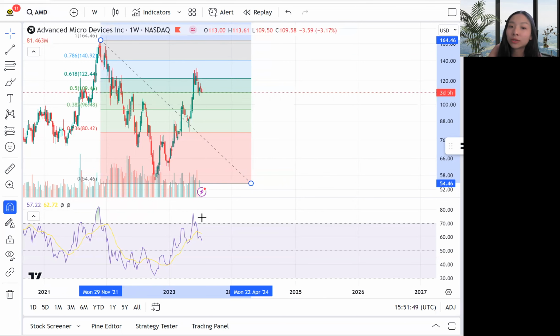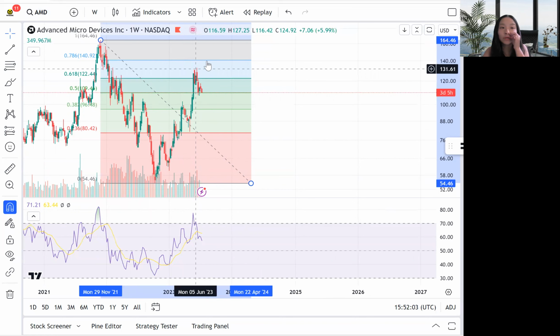Although we have RSI showing oversold, we have already increased basically from October until now. So it's quite a strong trend, and it's normal to have an oversold signal.